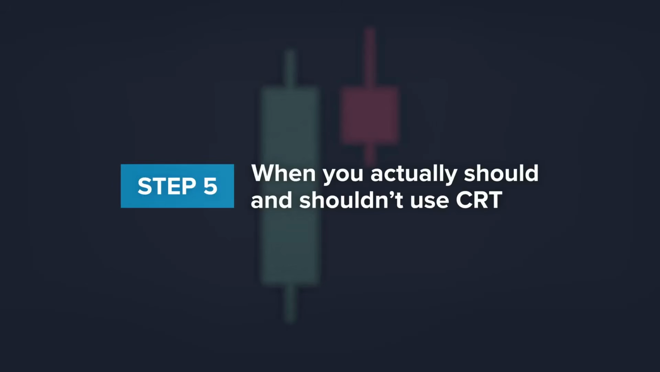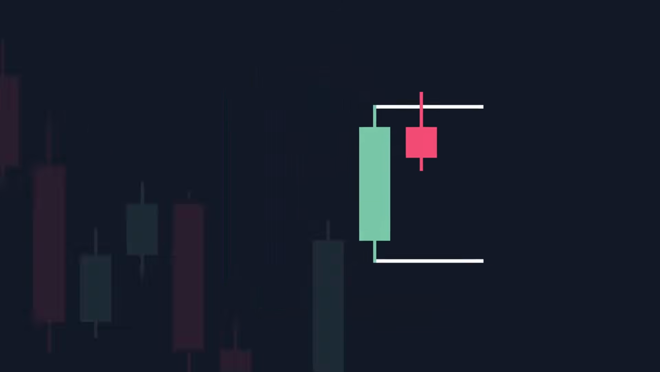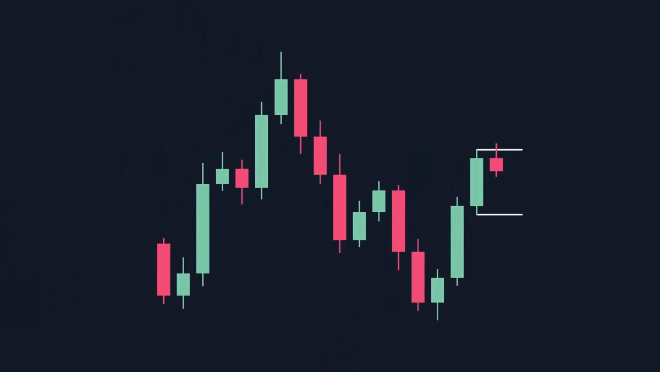Step 5 explains when CRT is effective and when it might not be. Candle range theory is powerful but only works reliably in the right context. For instance, here's a bullish candle followed by another candle that sweeps liquidity at the range high. Just from this, it might look like the third candle will drop toward the range low. But even though it seems promising initially, most traders forget to check whether it aligns with the broader market structure.